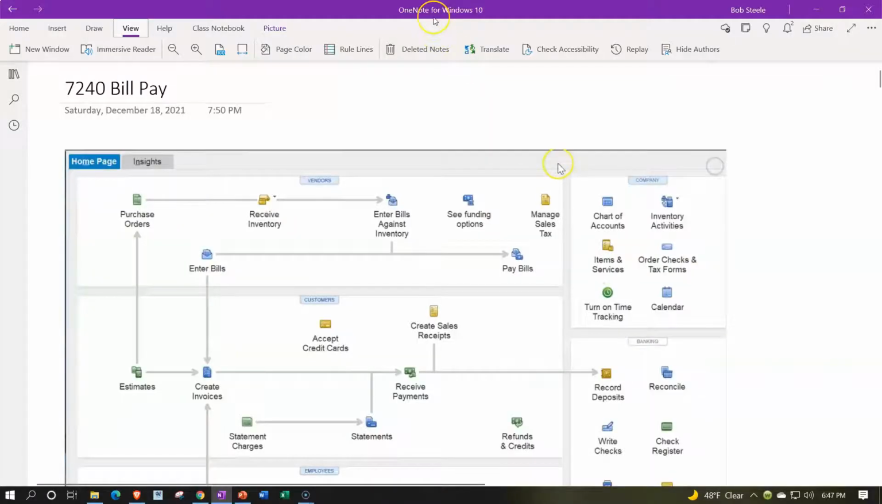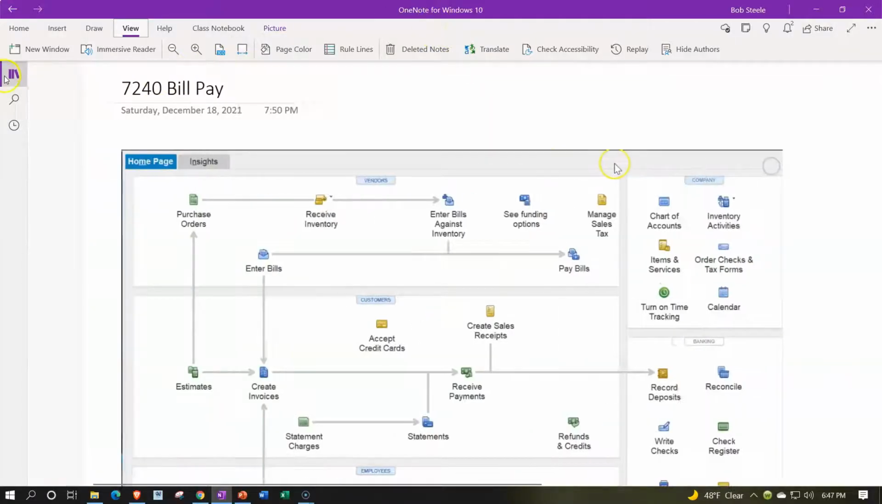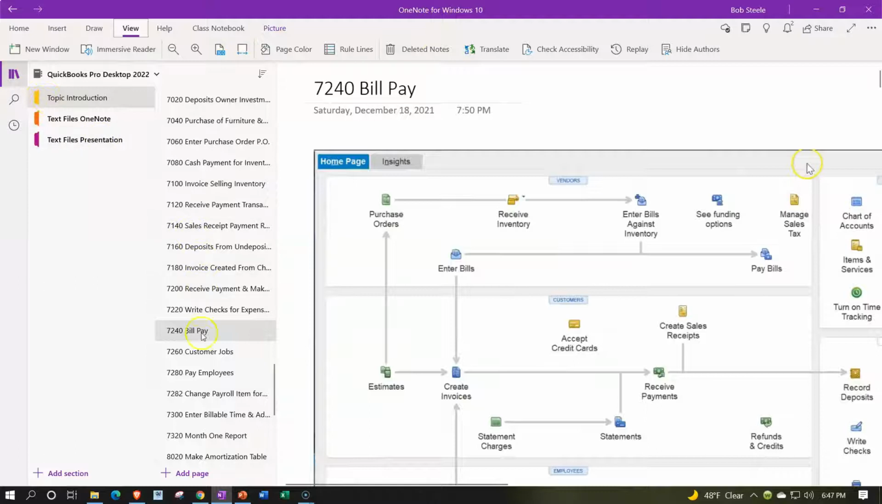If you have access to OneNote and would like to follow along, see the icon on the left-hand side, topic introduction 7240 bill pay tab. Also take a look at the Immersive Reader tool, topic introductions in the text area too. Same name, same number, but with transcripts. Transcripts that can be translated into multiple languages and either listened to or read in them. Same name and number as presentations as well.